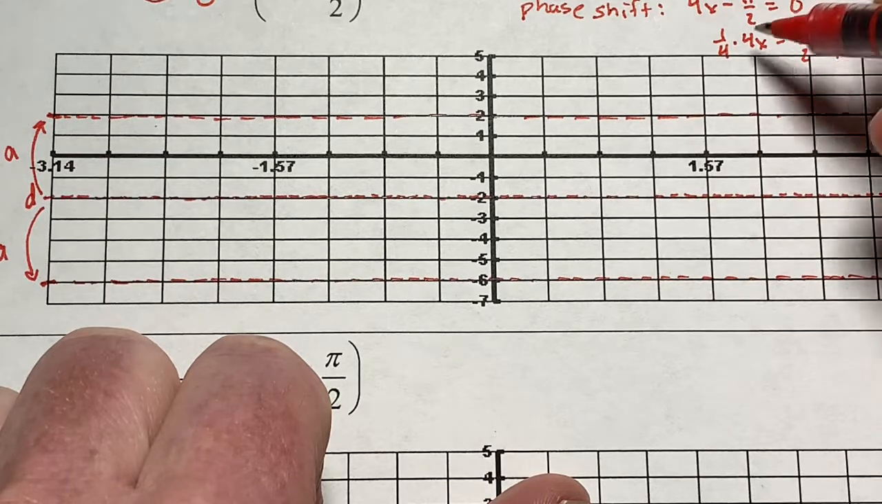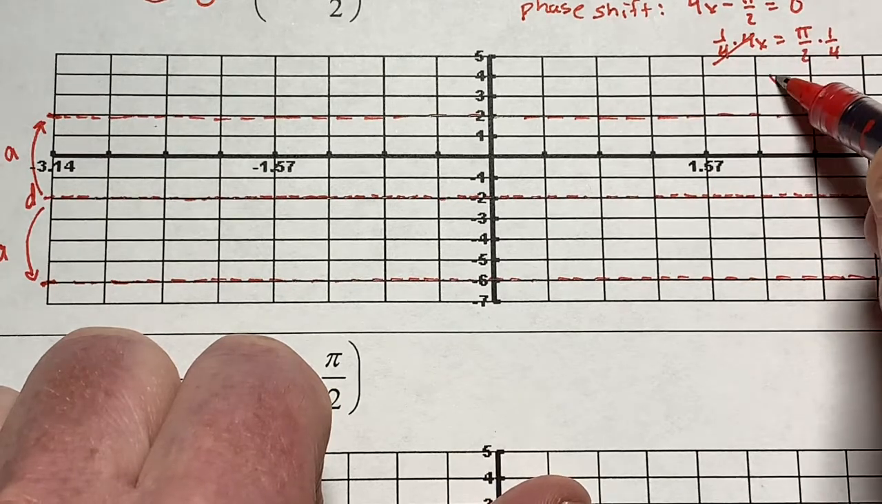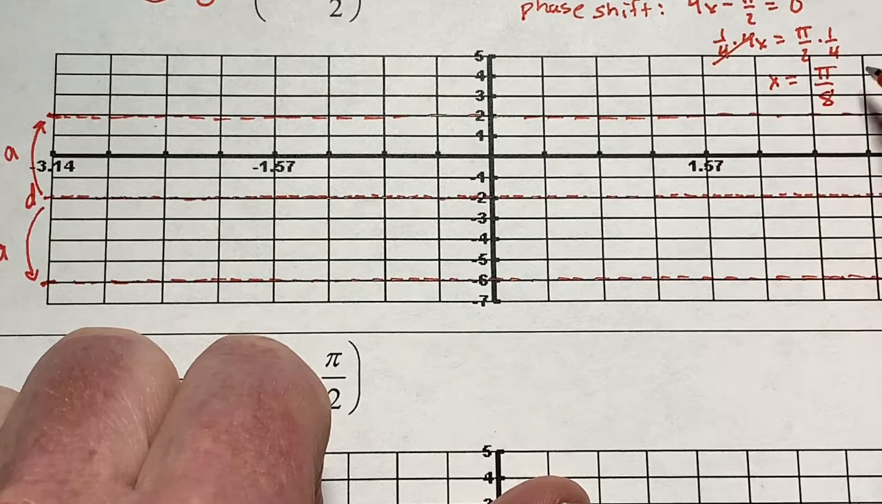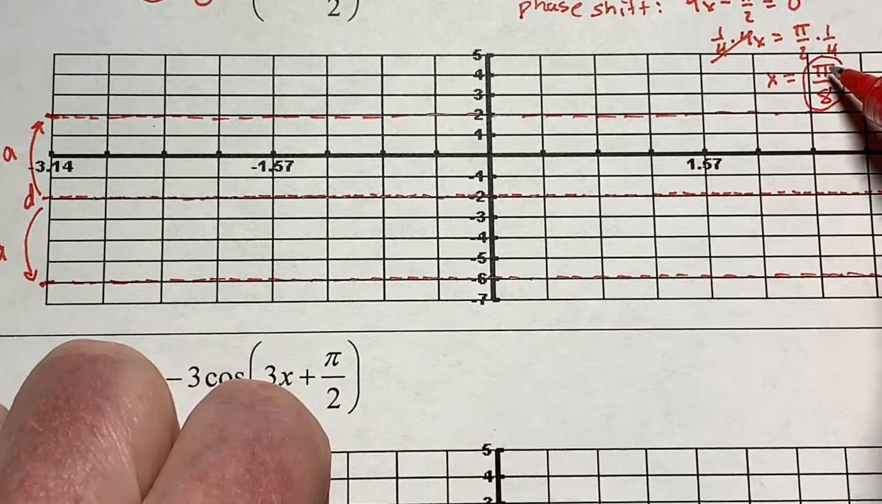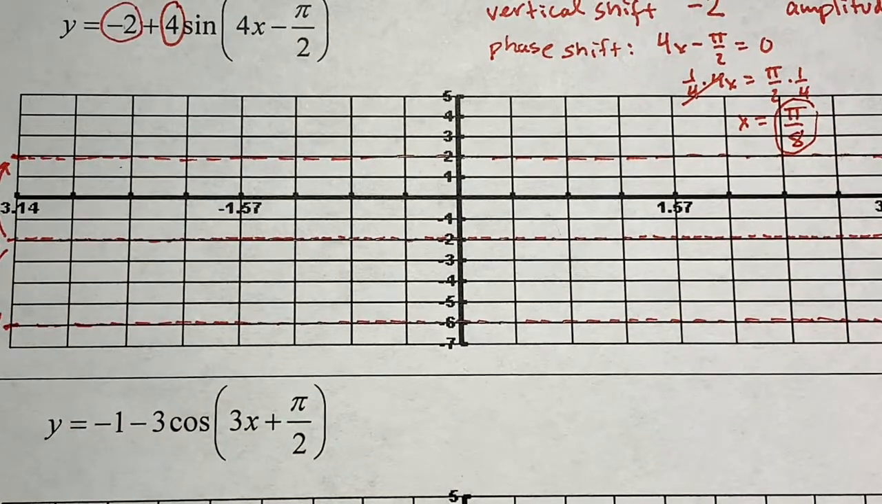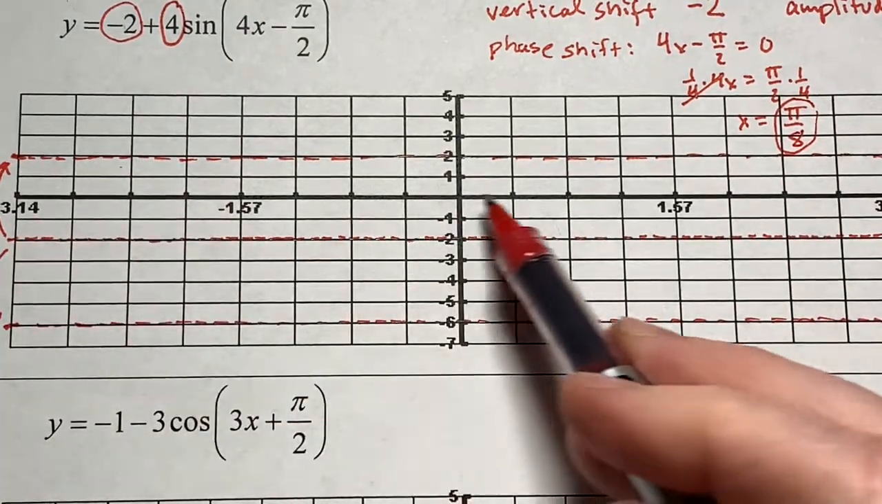It's a lot easier to tell. So what do I get for my phase shift? Pi over 8. Now let's make sense of that. What does pi over 8 mean? 1/8 of a pi.